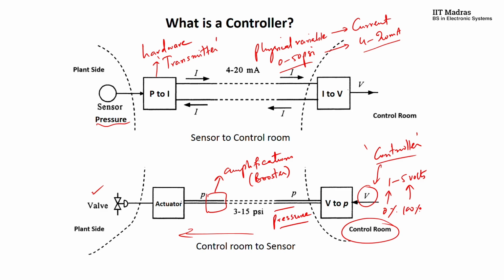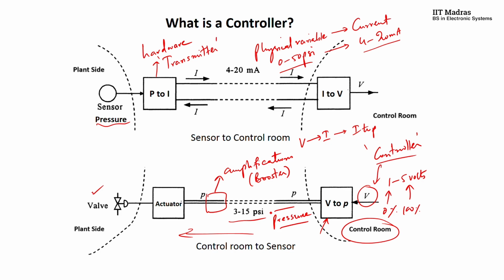If it is not possible to convert 1 to 5 volts directly to pressure by a hardware like a V to P converter, then in such a case we convert voltage to current, and then current to pressure. Why do I use current now? Because this 3 to 15 psi transmission is very traditional. It was used several decades ago, so nowadays we don't use a pressure line directly for control.